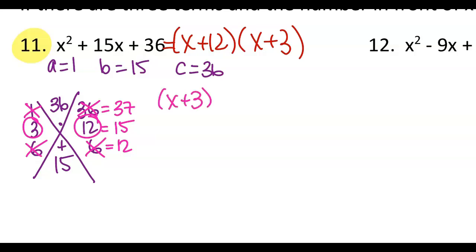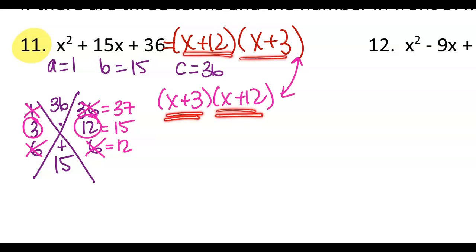X plus 3 and x plus 12. Notice, these two are the exact same. I've just literally put the x plus 12 binomial first here and the x plus 3 binomial second here. When you multiply them and do the product, you're going to get the exact same trinomial that I have here.